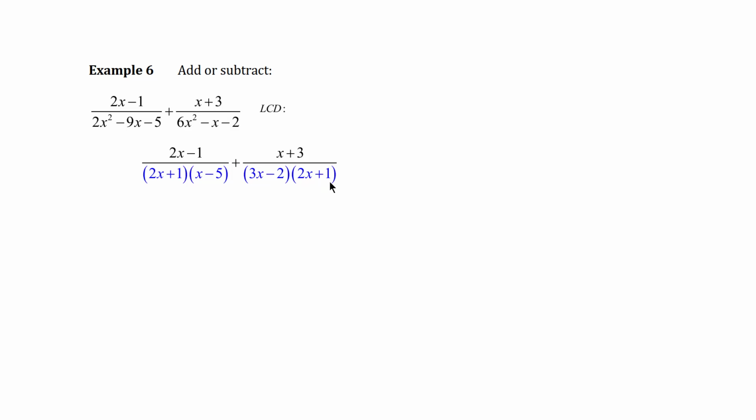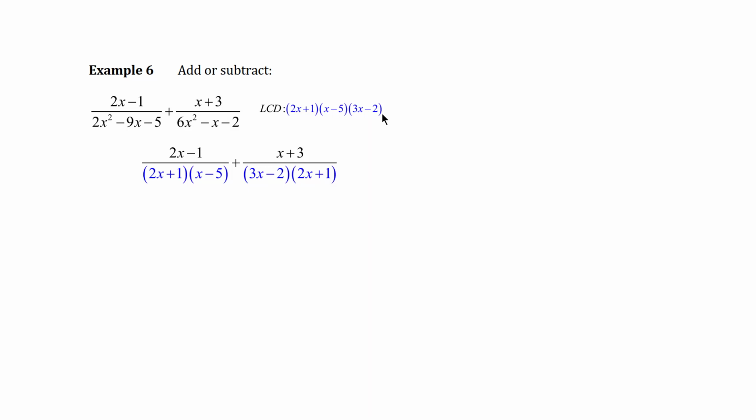Next, we need to find the LCD. From the denominator of the first fraction, we use 2x plus 1 and x minus 5 as part of our LCD, and from the second fraction, we only use the 3x minus 2. So our LCD is going to be parentheses 2x plus 1 times parentheses x minus 5 times parentheses 3x minus 2. Next, we need to rewrite both fractions as an equivalent fraction with the LCD as the denominator.